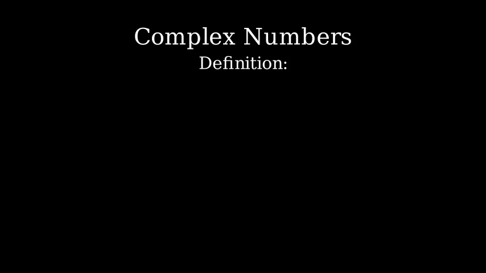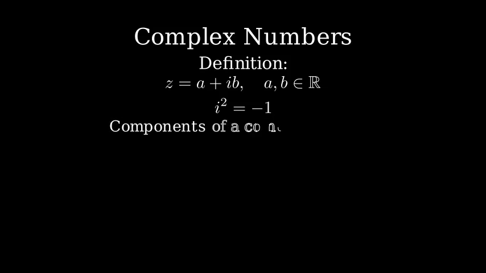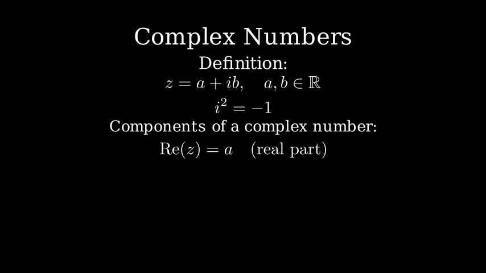A complex number is any number that can be expressed in the form a + ib, where a and b are real numbers, and i is the imaginary unit that satisfies i² = -1. In this form, we call a the real part of the complex number, denoted as Re(z) = a, and b the imaginary part, denoted as Im(z) = b.